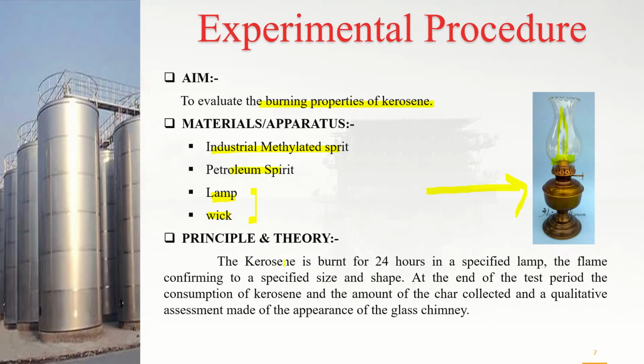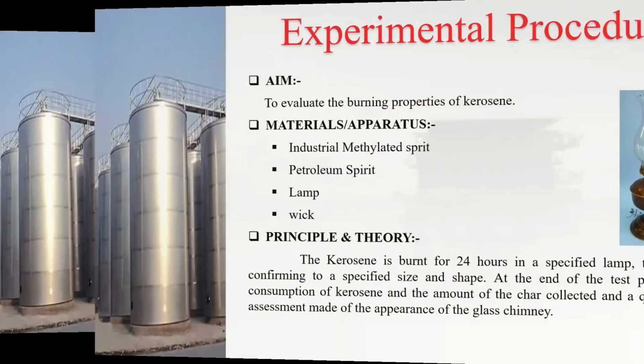Now the kerosene is burned for 24 hours in a special lamp, the flame confined to a specific size and shape. At the end of the test period, the consumption of kerosene and the amount of char collected is found, and a qualitative assessment is made of the appearance of the glass chimney.